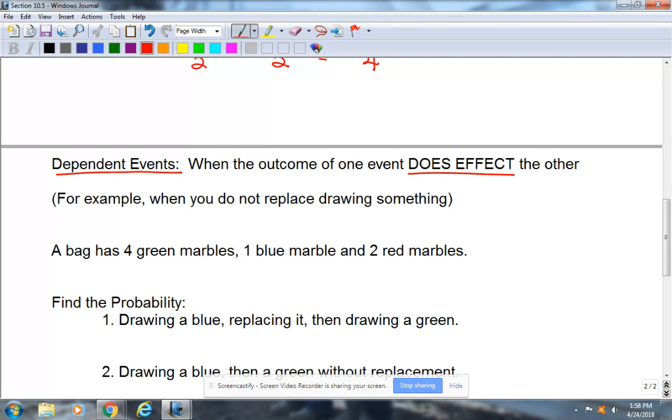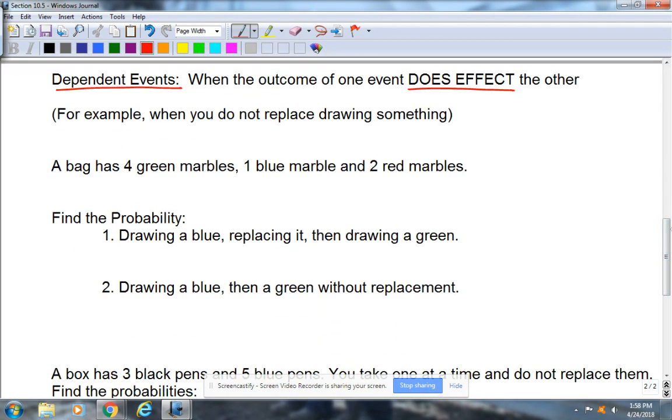So here we go with a bag of marbles. A bag has 4 green marbles, 1 blue marble, and 2 red marbles. Find the probability that you draw a blue marble, you replace it, and then you draw a green. So what does that mean, I replace it? I reach in my bag, I've got an imaginary bag of marbles here. I reach in, I draw a blue, and then what do I do with that blue? Put it back in the bag. So does my total change when I go to get a green? If I put the blue marble back in the bag, does the total change when I go to get a green one? No. The total is going to be the same.